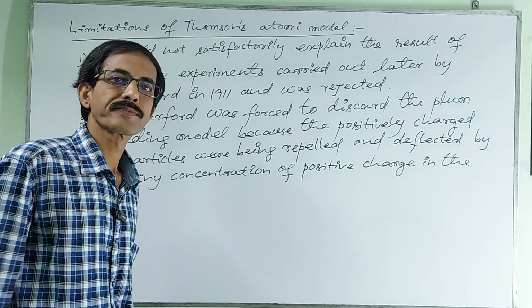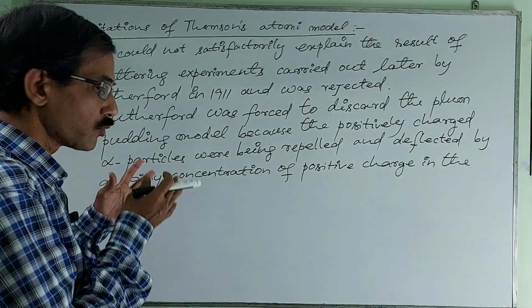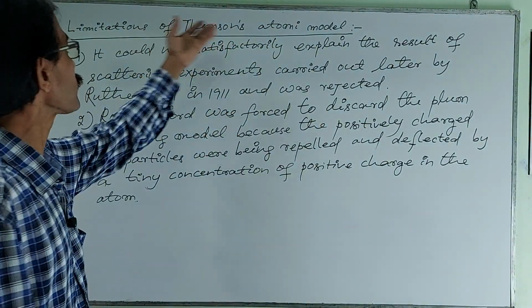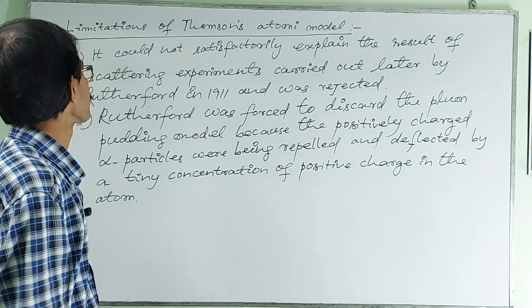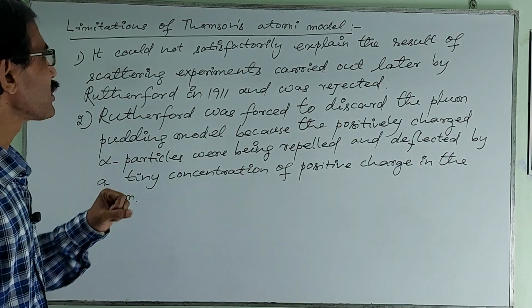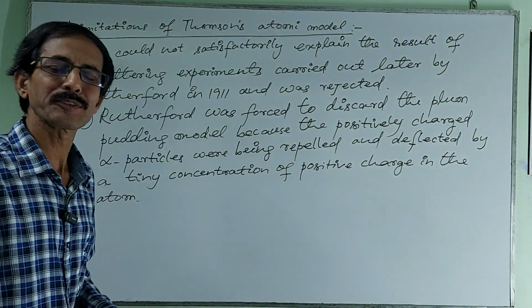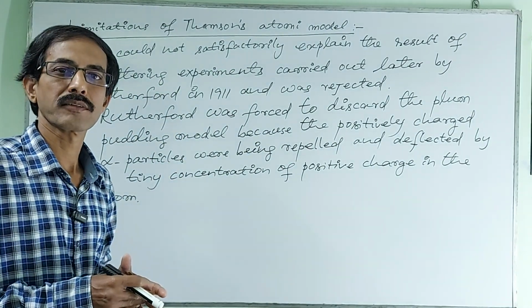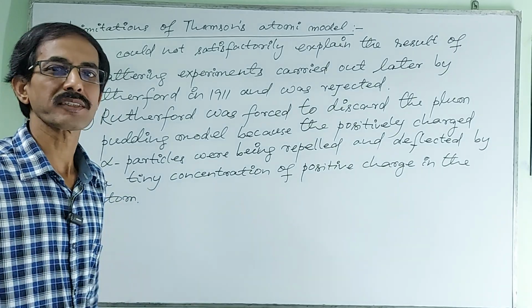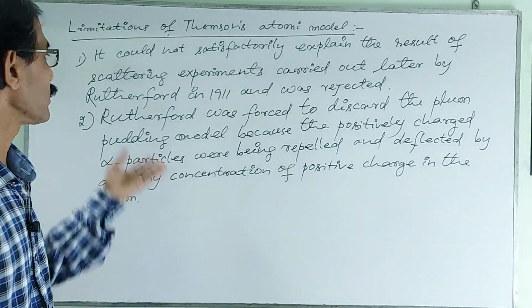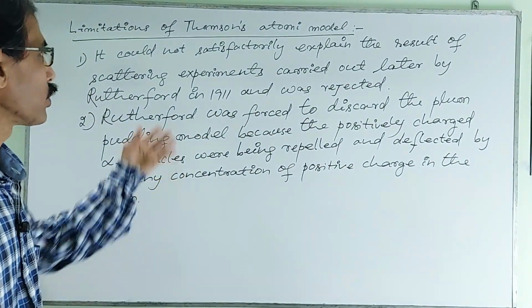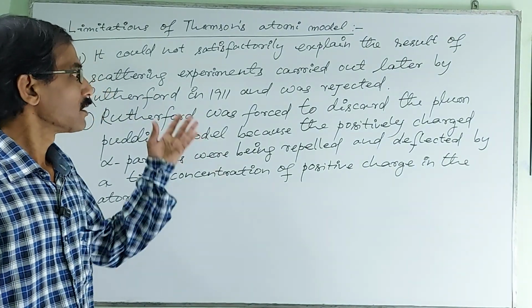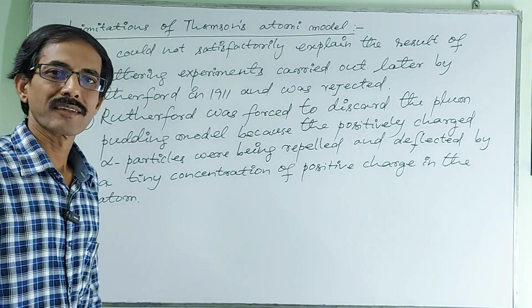Dear students, we will now know about the limitations of Thomson's atomic model. The first limitation is that it could not satisfactorily explain the result of scattering experiments, that is, gold foil scattering experiments carried out later by Ernest Rutherford in 1911, and was rejected.